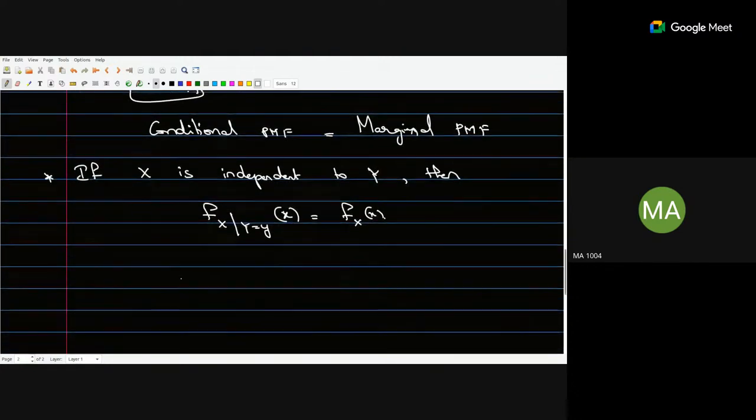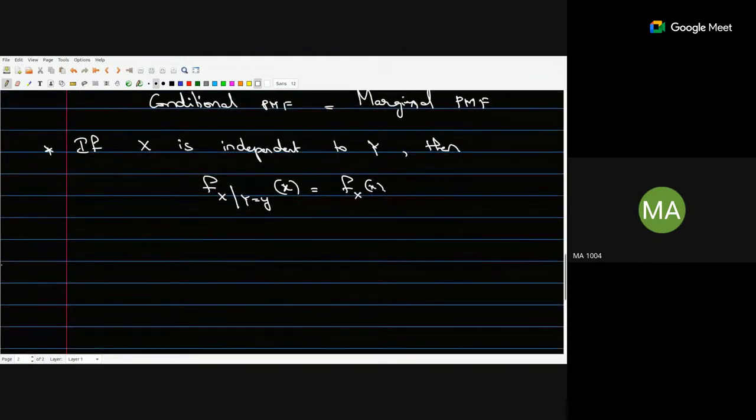Cool. Now, see, if your conditional PMF is equal to the marginal, who is that? Yes, Anna. Hello. Can we have a picture-like version of this? Yes. I will go there. The next thing is I'm going there.